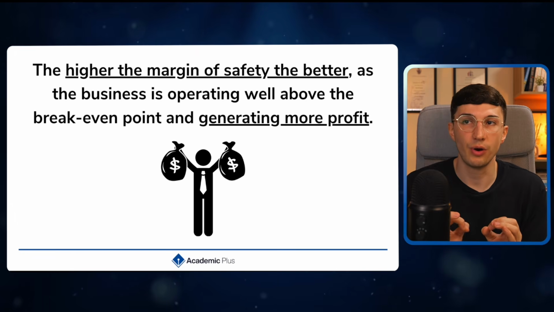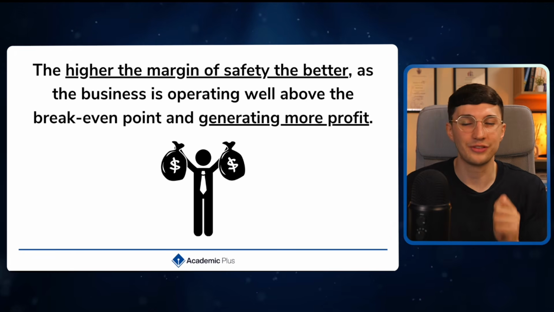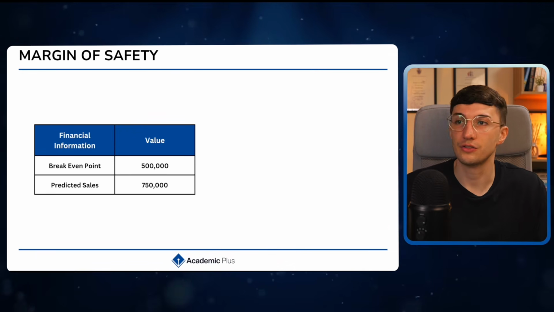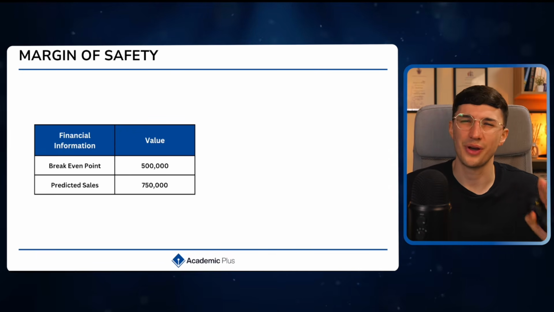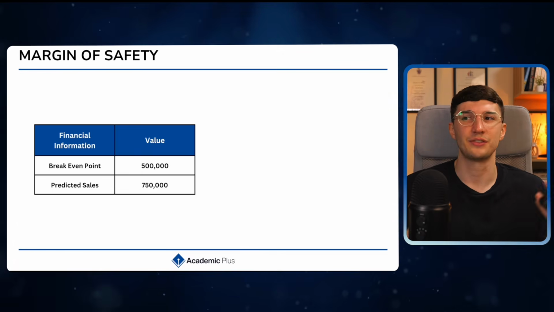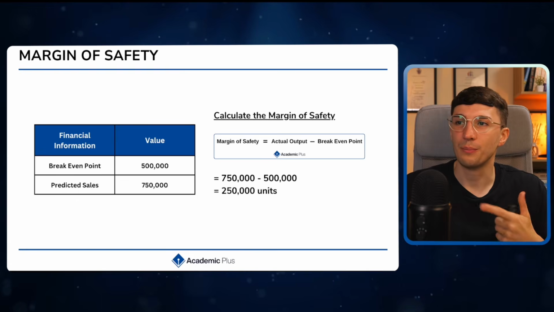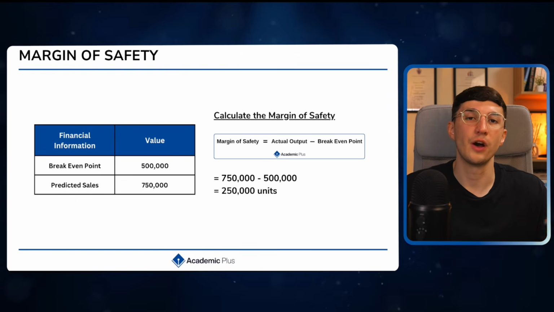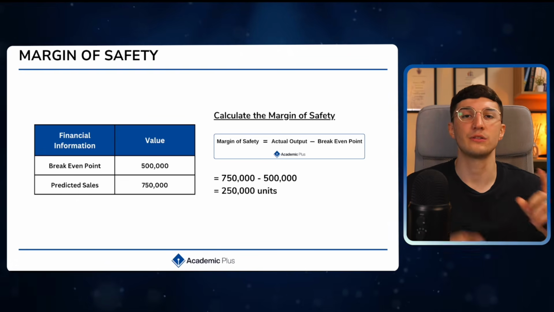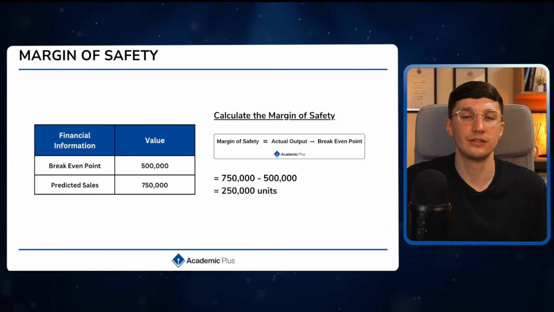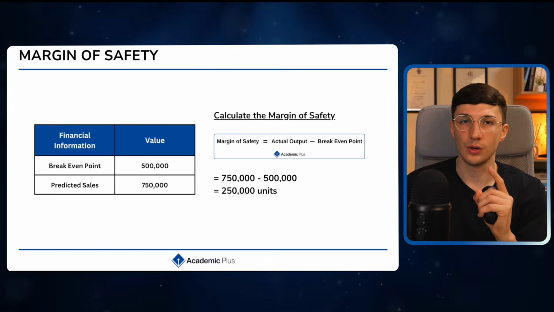We're making a smaller profit. So the higher, the better when we have a margin of safety. And in terms of an example of how we calculate this, really simple. Let's say they've been so nice, they've given us the predicted sales and they've given the break-even point. Just use the formula. Actual output, 750,000 minus your break-even point of 500,000 gives me a margin of safety of 250,000 units. The measurement unit is still the exact same.